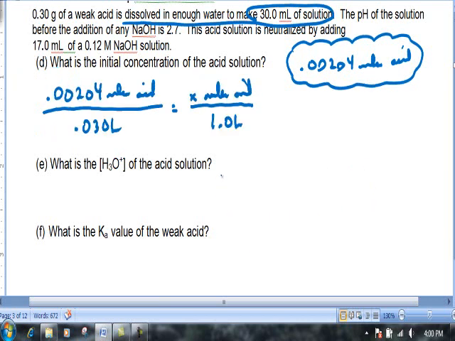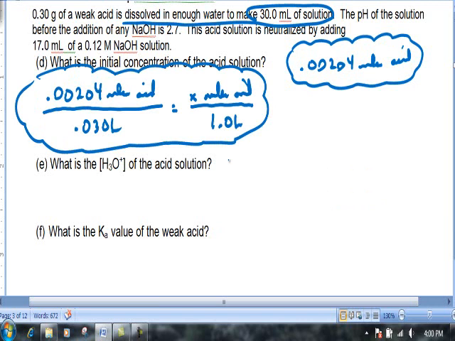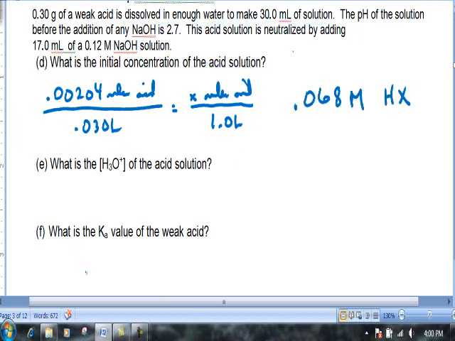Once again, we can set up a proportion to get our concentration of the acid. We know we have 0.00204 moles of acid, and that many moles of acid were present in our 0.030 liter sample we created by dissolving the acid in 30 milliliters of water. Solving for our concentration, the initial concentration of our weak acid, which we'll just call HX, was 0.068 molar.